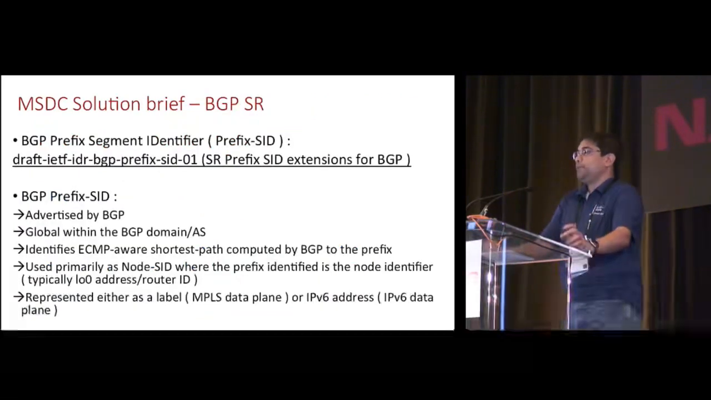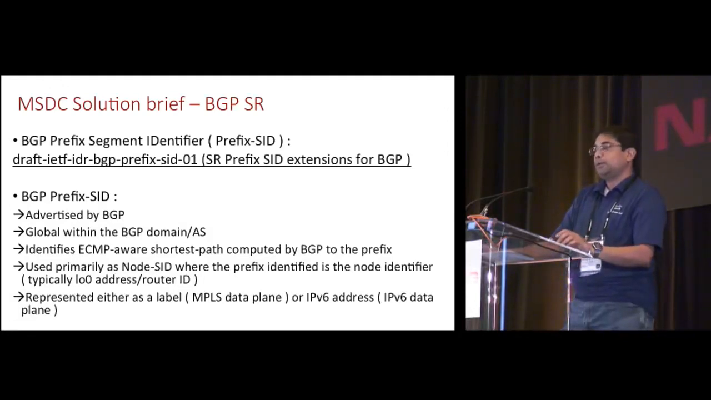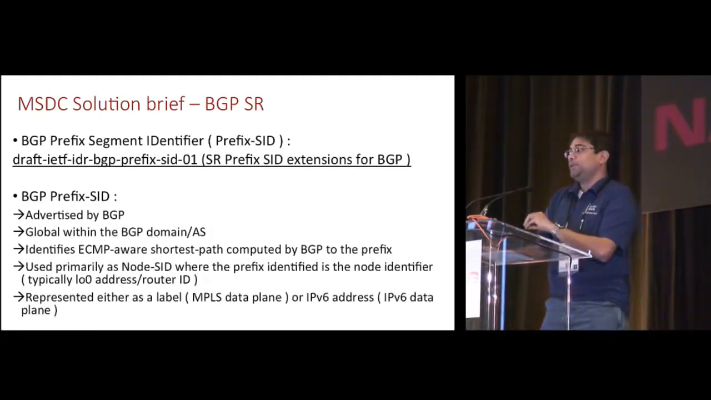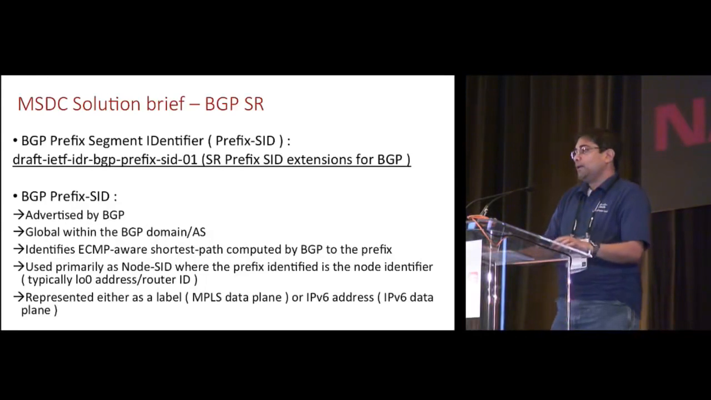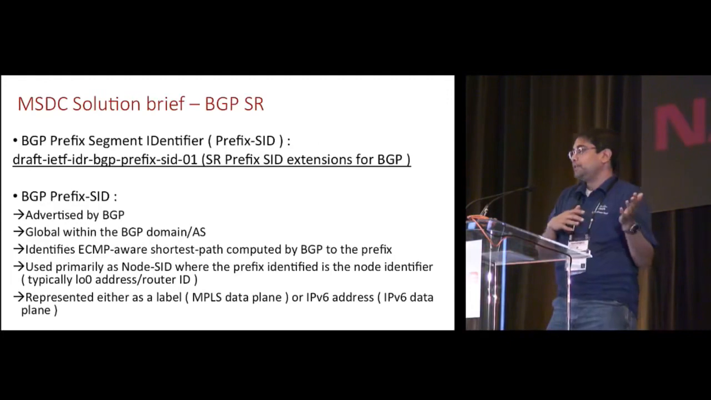So this is the BGP variant of it. This is the draft which talks all about it. This is essentially the same thing which we talked about, but now it's specific to BGP. It's advertised by BGP. When we talked about global and local scopes, this time it's a BGP domain or the autonomous system. The ECMP shortest path is the shortest path computed by BGP in this case.